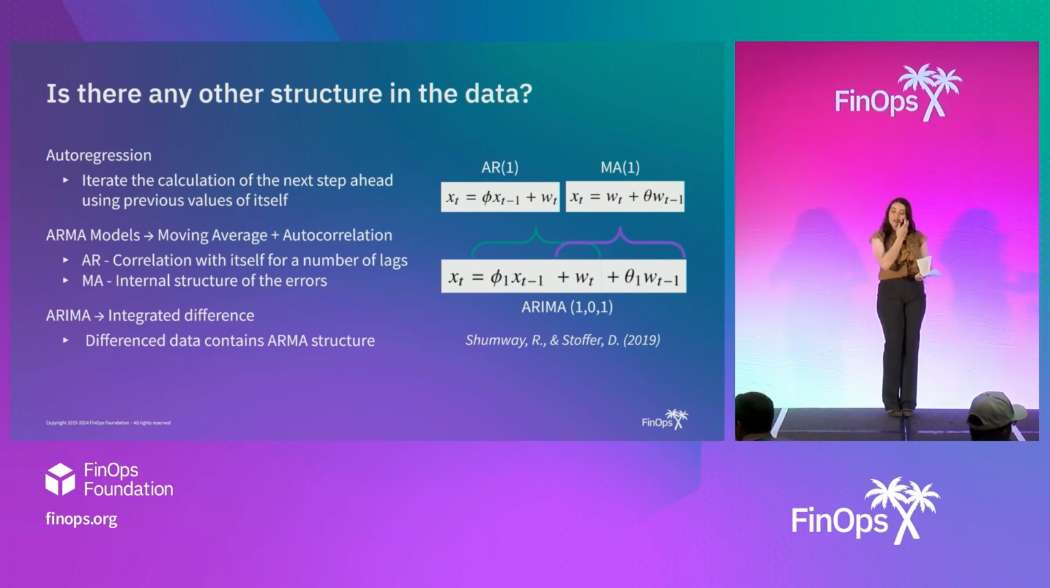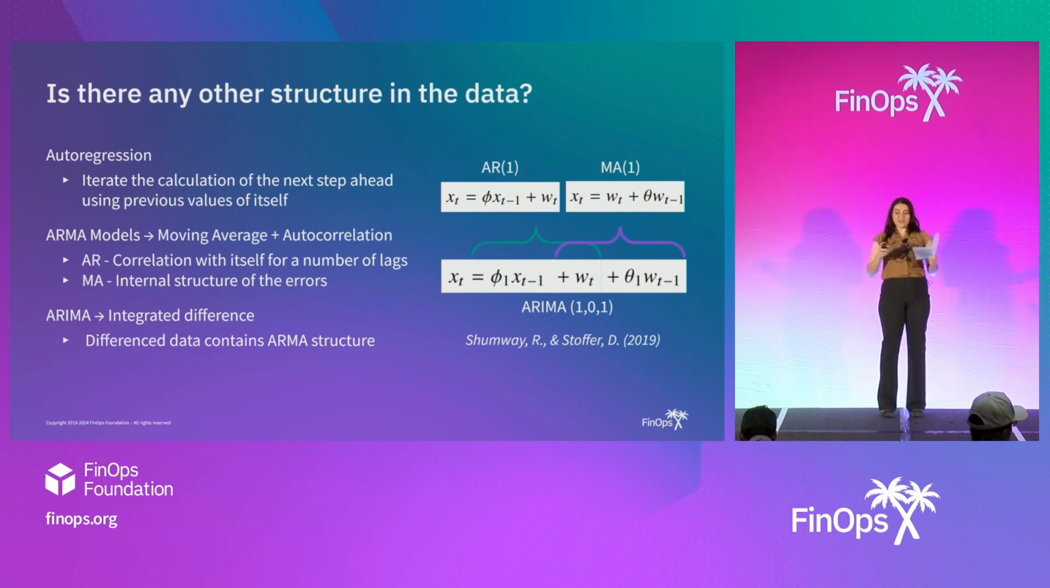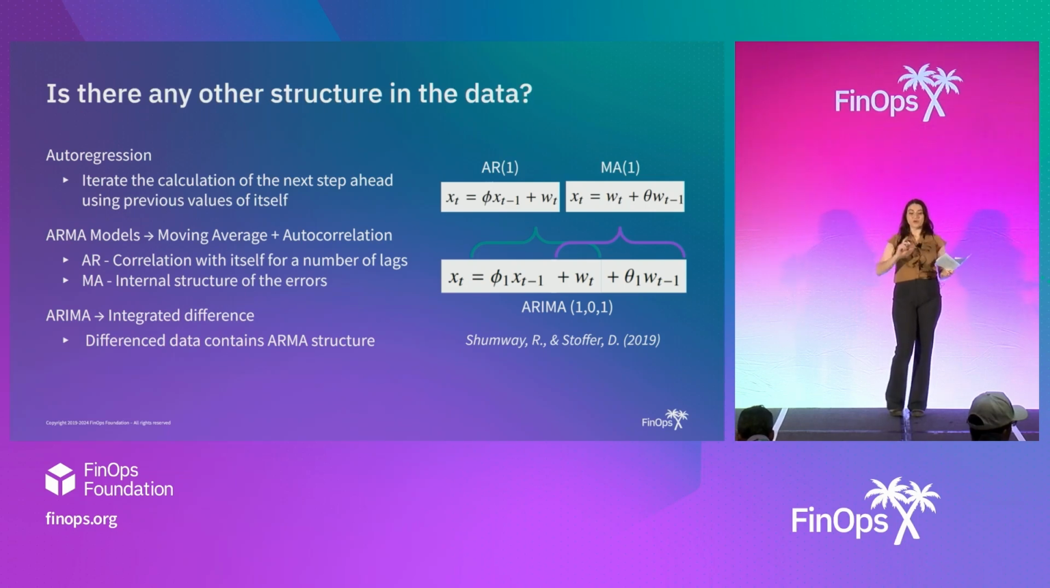So similarly, we have the moving average process, which is where your data point actually depends on the previous error in your model, which is the W of t minus 1. And now you can put these together because they are linear and come up with a single equation. And so that's what that next equation is. And this one is called ARIMA.